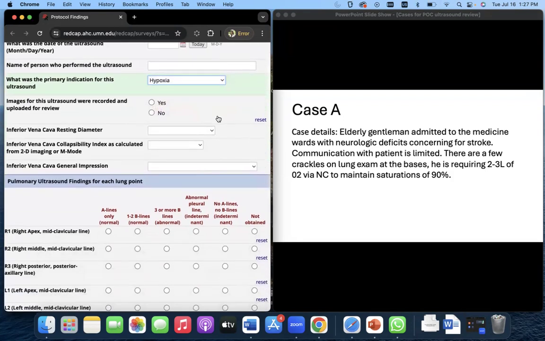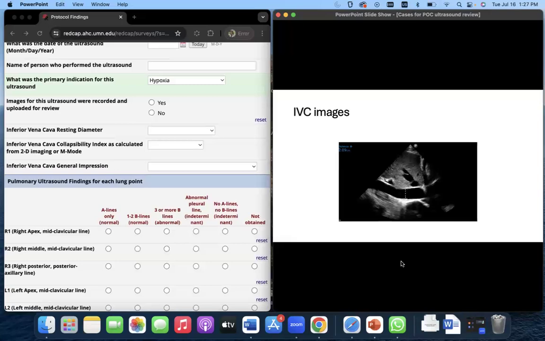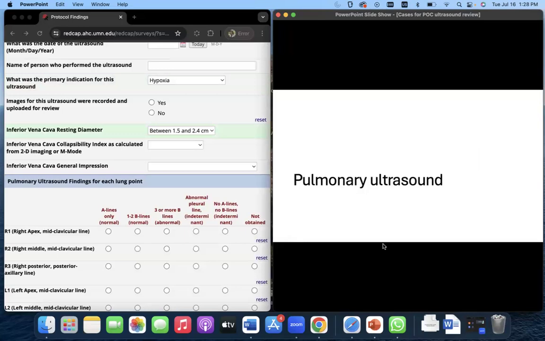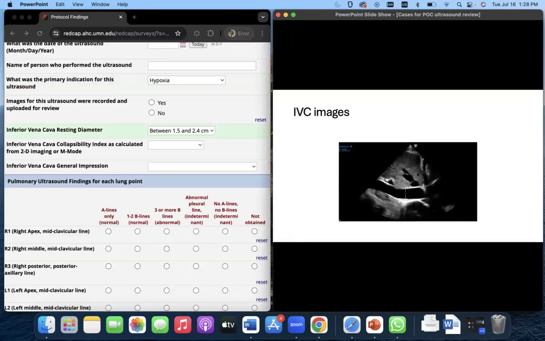The way that this form is set up is that we first are looking at the IVC resting diameter. There's instructions in the Canvas course on how to obtain that and measure it, but we measured it for this patient, and as you can see in the corner, it's 2.09. So we can do between 1.5 and 2.4 centimeters. And in this particular example, we don't have a video showing whether there was or wasn't collapsibility, but despite the fact that the IVC was a little bit dilated, its collapsibility was well over 50%.